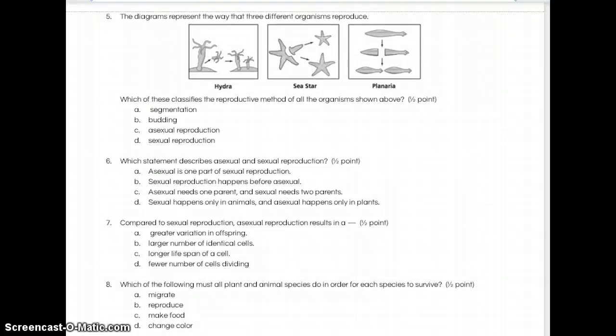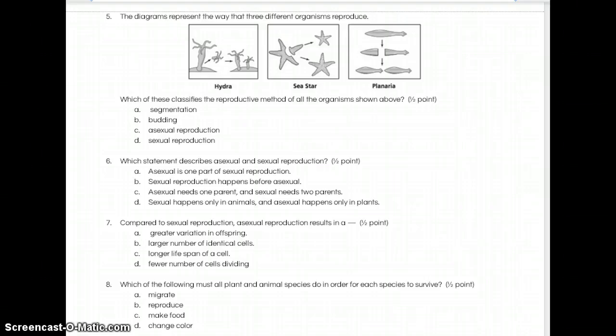Number 5. The diagrams represent the way that 3 different organisms reproduce. We have a hydra, a sea star, and a planaria. Which of these classifies the reproductive method of all the organisms shown above? A. Segmentation. B. Budding. C. Asexual reproduction. Or D. Sexual reproduction.